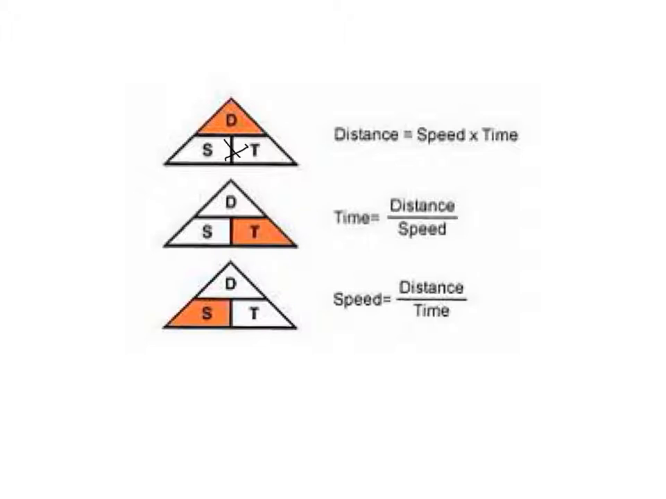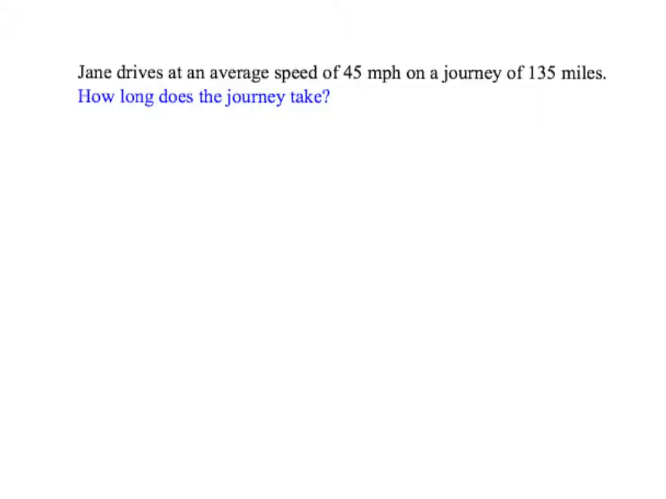If I'm looking for time, I cover up time and I'm left with distance over speed, which means divide. So distance divided by speed. And finally, to find speed, I would cover that up and I'm left with distance over time, distance divided by time. So it's up to you whether you learn this using the triangles or whether you prefer to just learn the three equations. To help us with this, let's draw out the triangle.